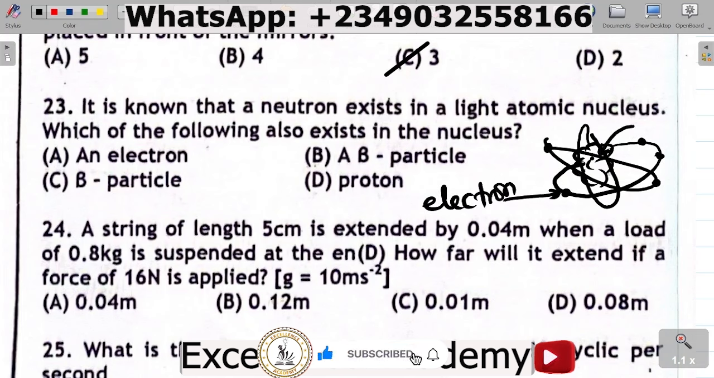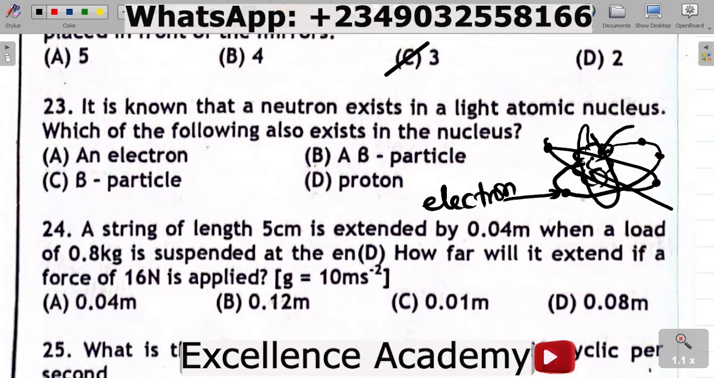Now, inside the nucleus, which is this middle part here, you have two things there. Number one, you have neutron. Number two, you have proton.